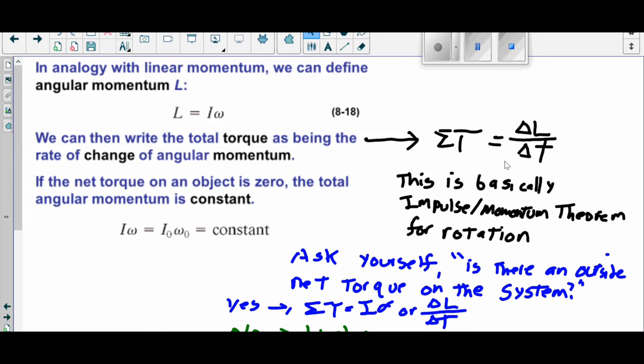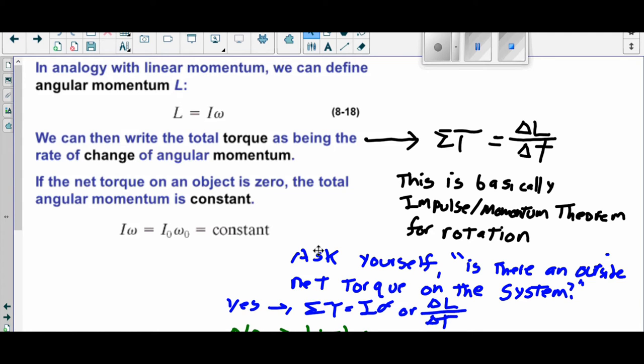All right, so think back. Really, this is the same thing as the impulse momentum theorem. We learned that a force, a net force, changes the linear momentum of a system. So net force is the rate of change of linear momentum, P, with time. So essentially that statement, guys, is the impulse momentum theorem, just in a rotational sense. Okay. And if the net torque on an object is 0, the total angular momentum is constant.